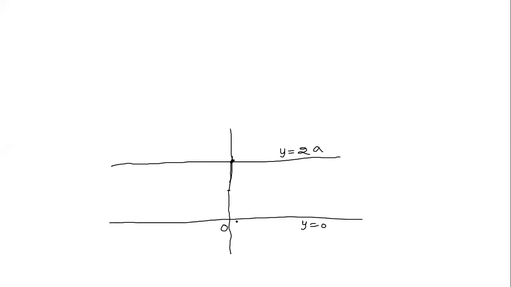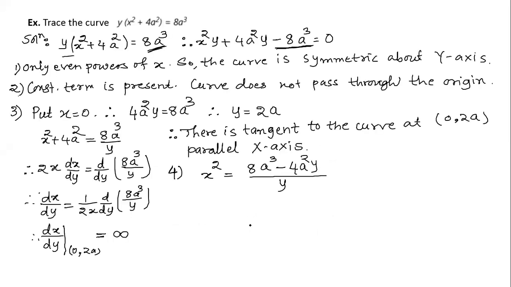Now does the curve exist below y equal to 0? Let us put y equal to minus a or something like that here. In that case, after putting y equal to minus a, we get 8a cube plus 4a cube, so the numerator is positive, but the denominator is minus a, negative. So x square is negative, the curve does not exist.